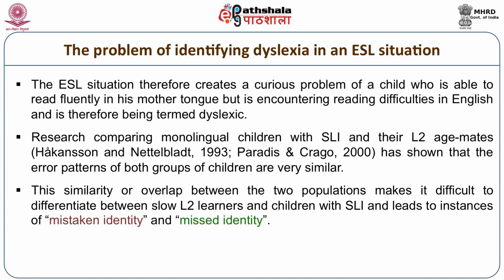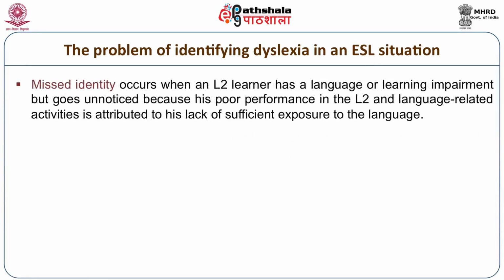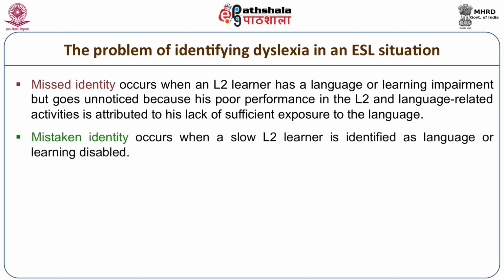What do we mean by these two terms? Missed identity is a question of leaving a child alone and not paying attention to him or identifying him as probably language disordered, because we are saying that this is a child who will catch up if he gets sufficient exposure to the language. Mistaken identity is when we say, oh, this child is making errors, he is probably dyslexic, when actually all he needs is further exposure to the language. So, as you can see, the situation is rather tricky.